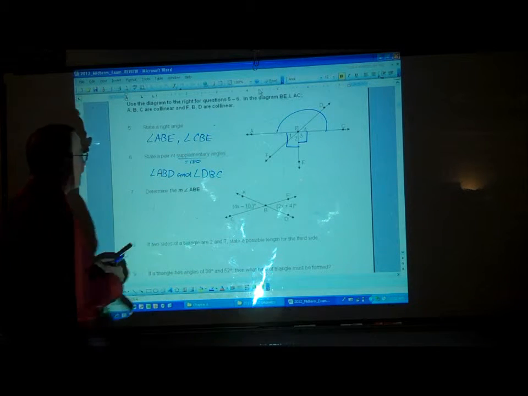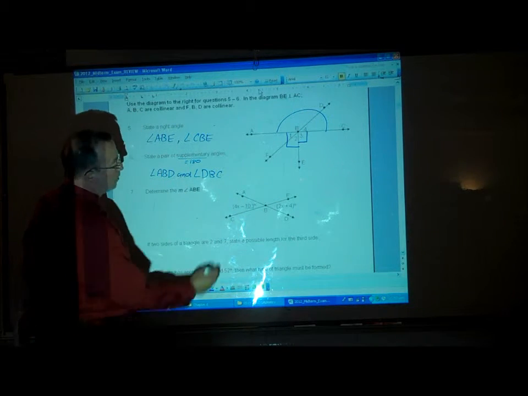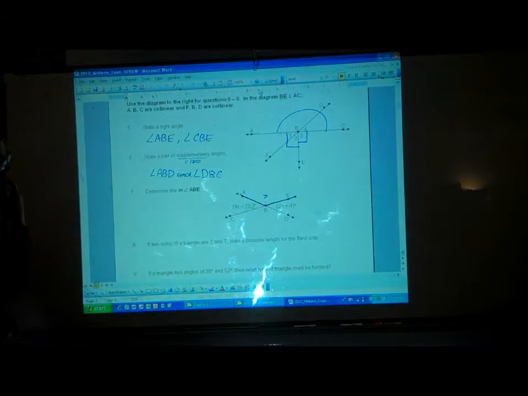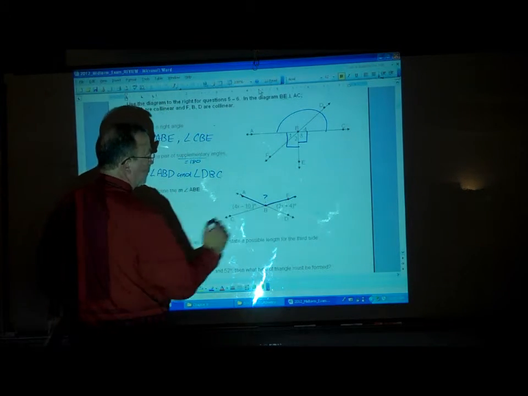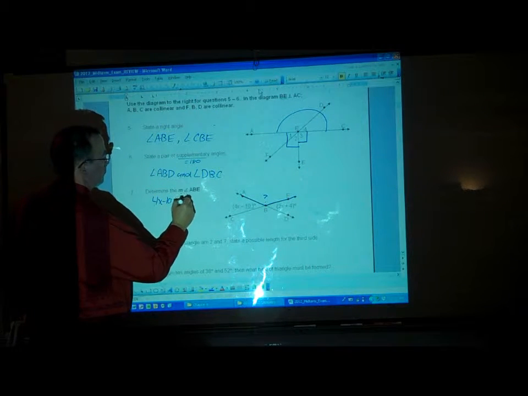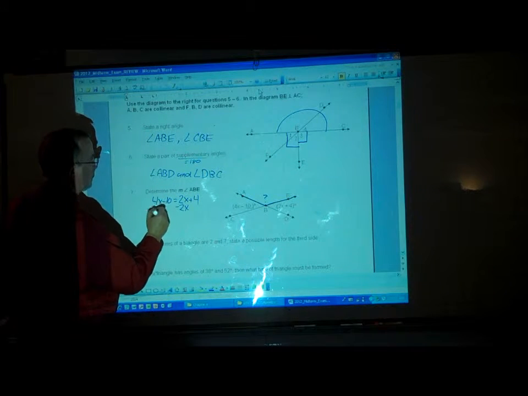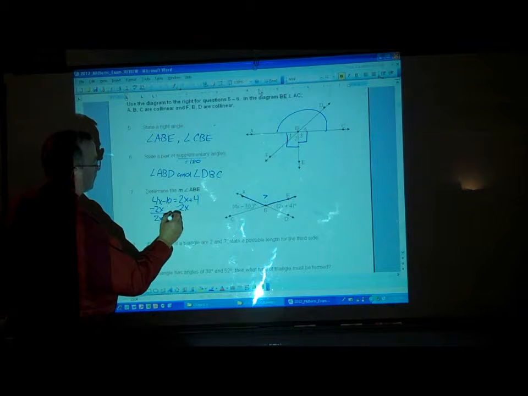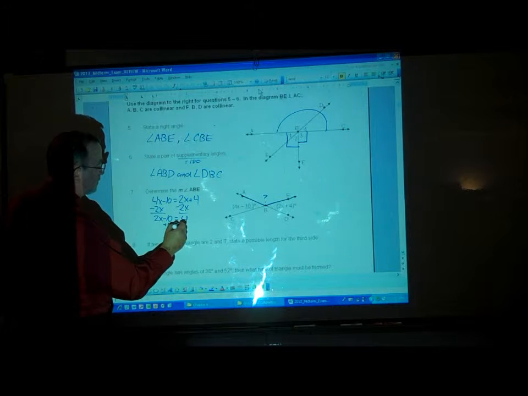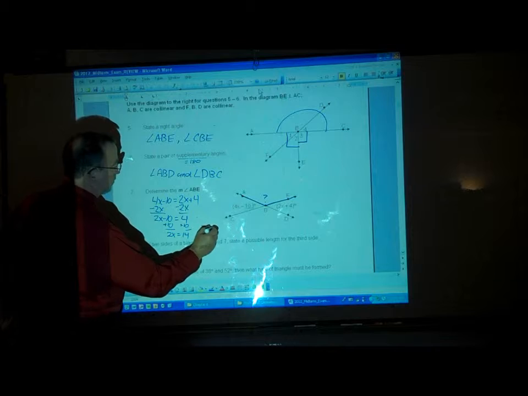ABD and DBC. Okay. Determine the measure of angle ABE. We're looking for this measurement right here. First things first, we're going to have to solve for x. Since these vertical angles are equal, 4x minus 10 equals 2x plus 4. Solve for x. 2x minus 10 equals 4. Add 10 to both sides. 2x equals 14, therefore x equals 7.